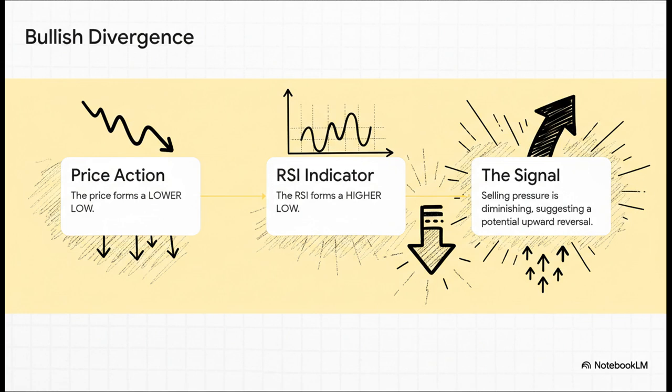And it works the other way around, too, for what we call a bullish divergence. In this case, the price hits a new lower low, but the RSI makes a higher low. This is telling us that, yeah, the sellers were strong enough to push the price down, but their momentum is fading. The selling is drying up, and the market could be getting ready to turn back up.